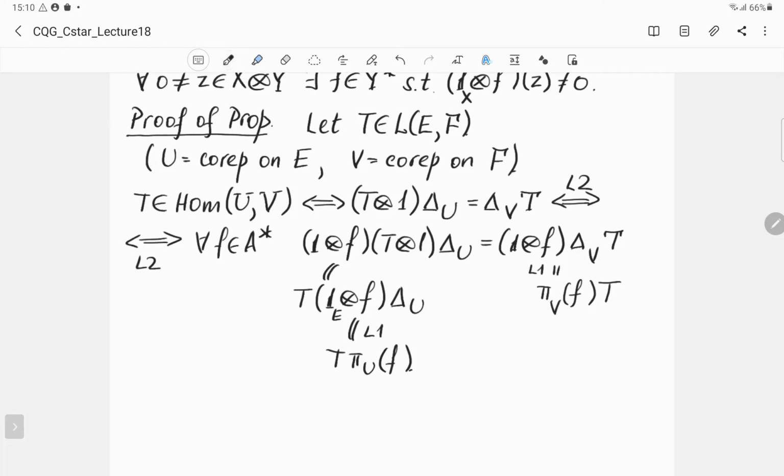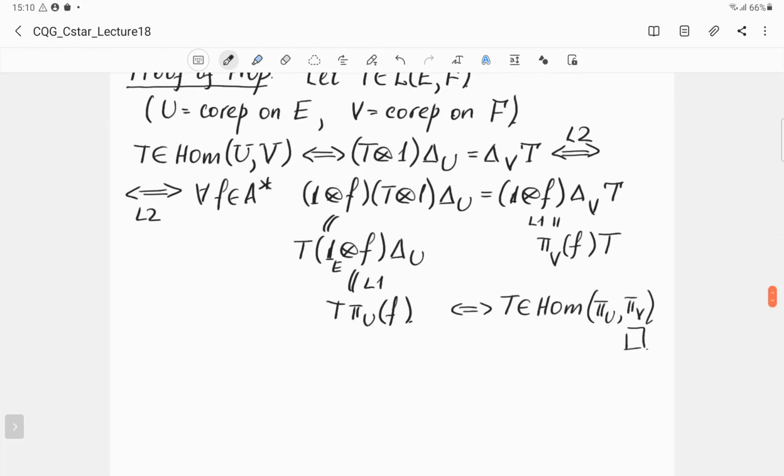So we see that T is a morphism of co-representations if and only if this operator equals this operator. But this is precisely the definition of a morphism between representations. So this means exactly that T is a morphism from pi U to pi V. And this completes the proof.